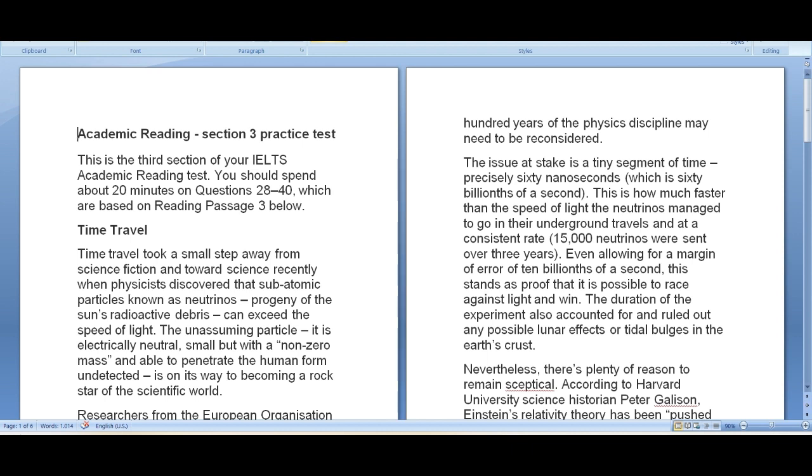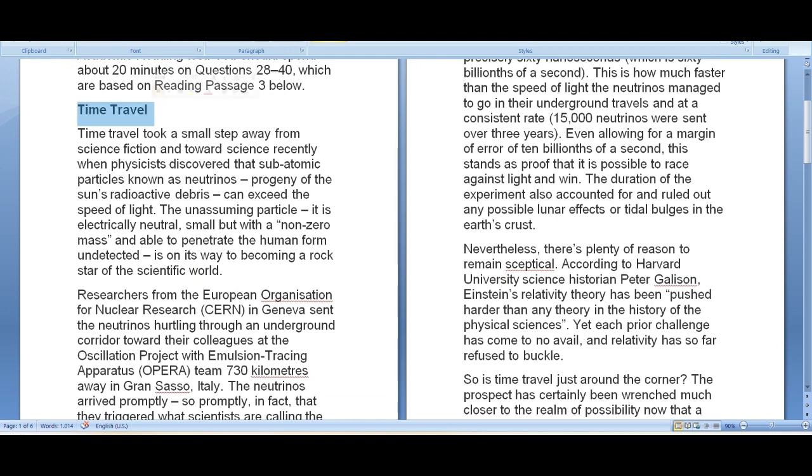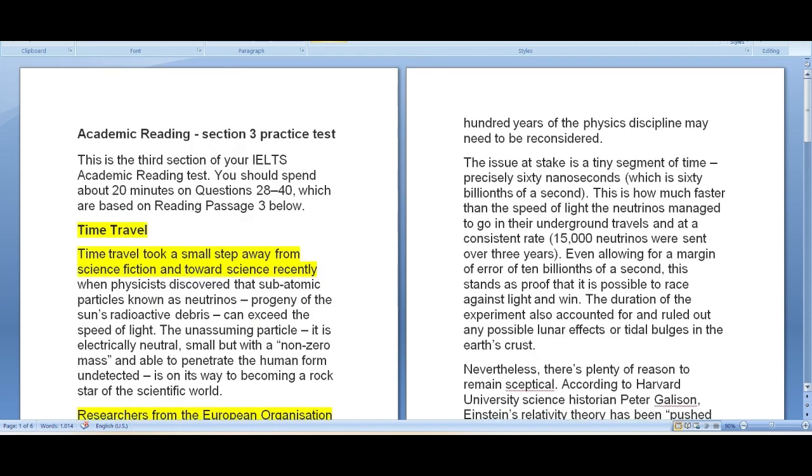Let's do this. We first start with the title. So we have Time Travel here. We highlight that. You will be able to highlight it in the actual computer-delivered exam, but of course, in the paper-based exam, you're going to underline normally. Now let's go to the first paragraph. Time travel took a small step away from science fiction and towards science recently. We highlight that. Researchers from the European Organization for Nuclear Research, CERN, in Geneva sent, up until here. Moving on, that's all we need to do.